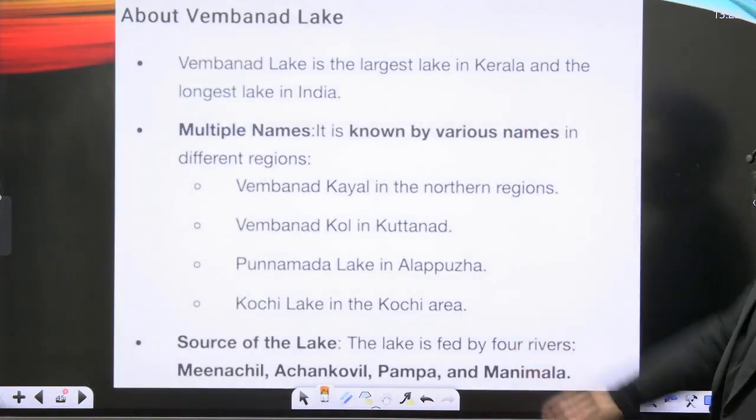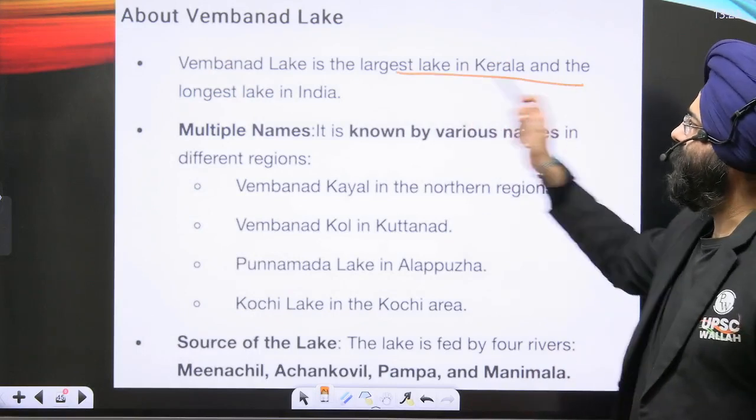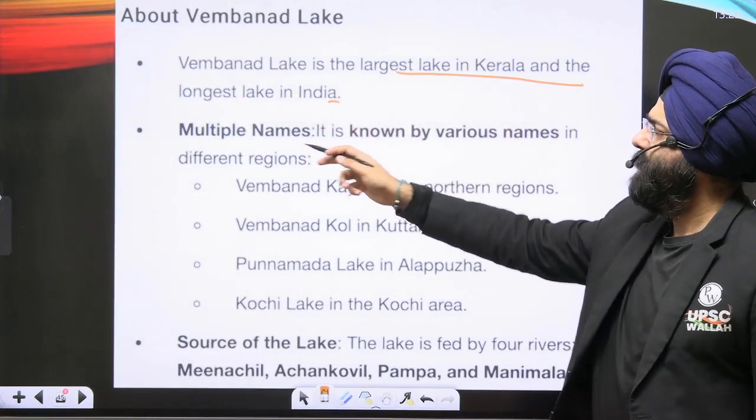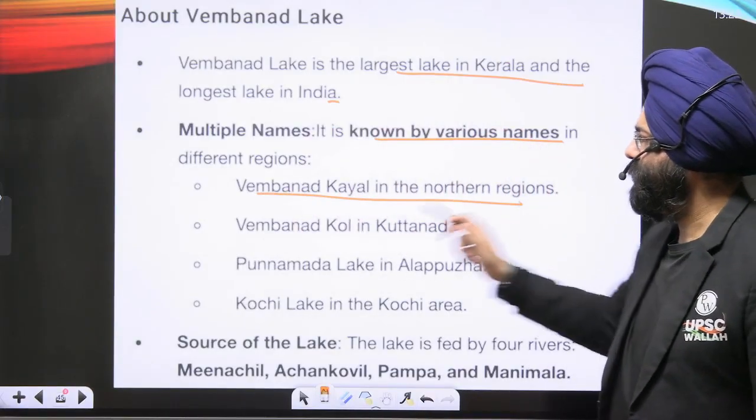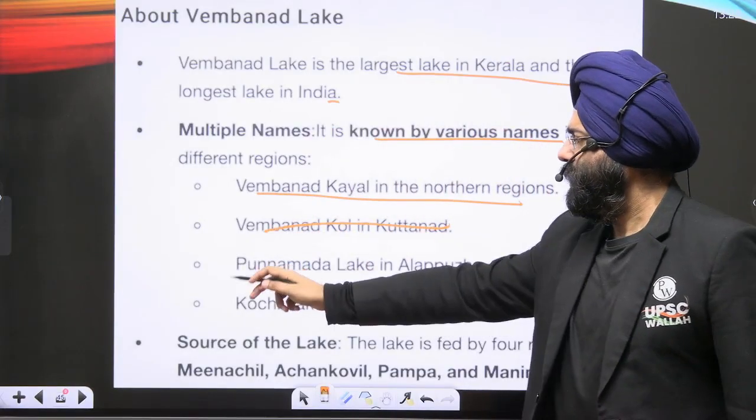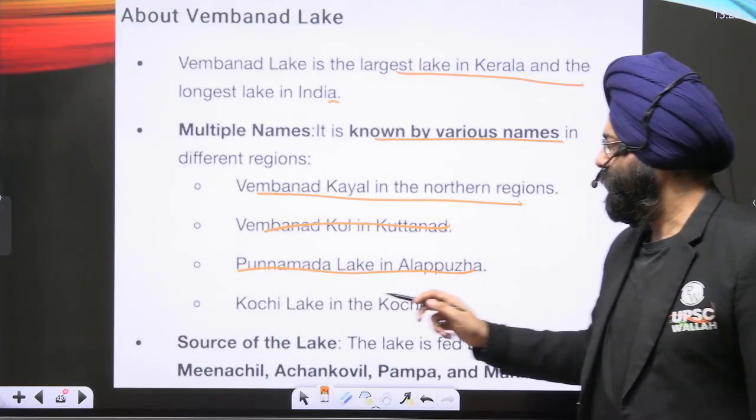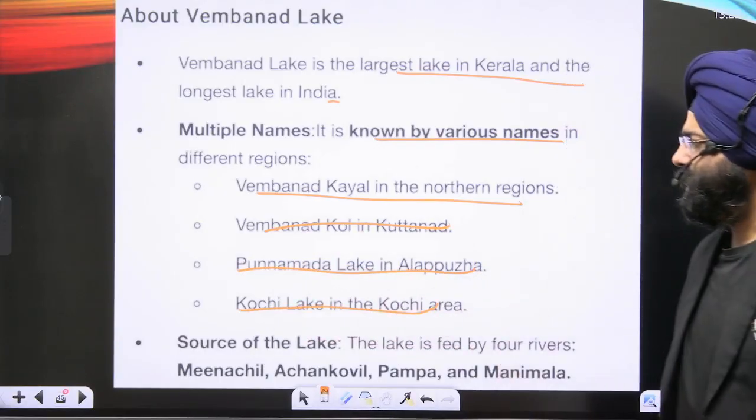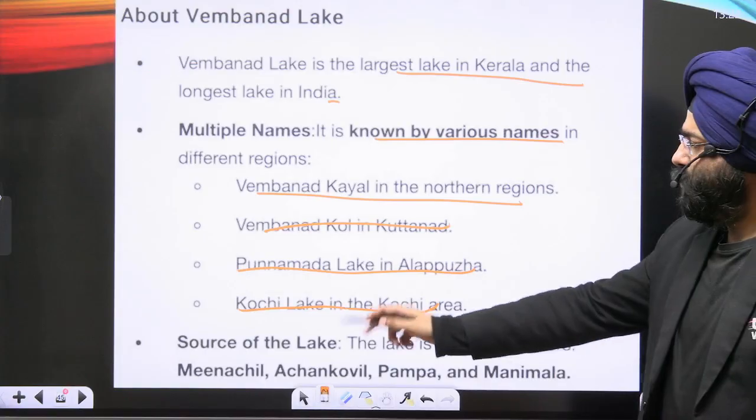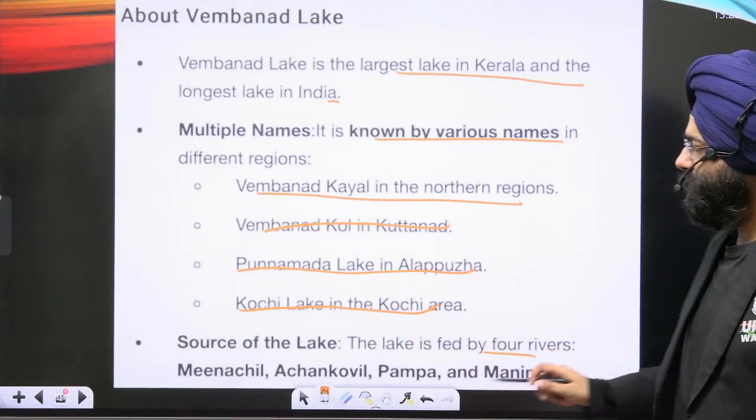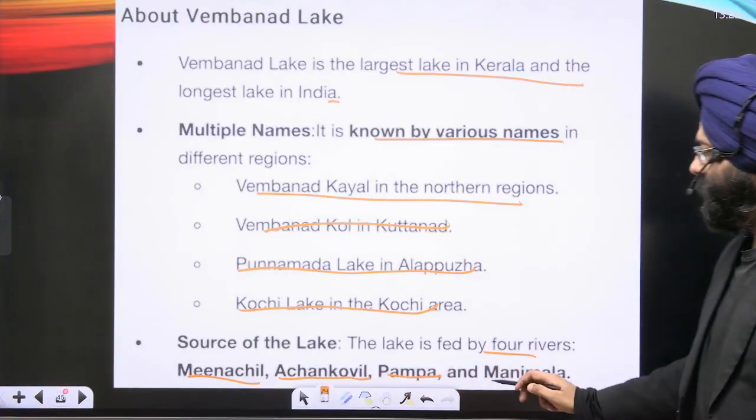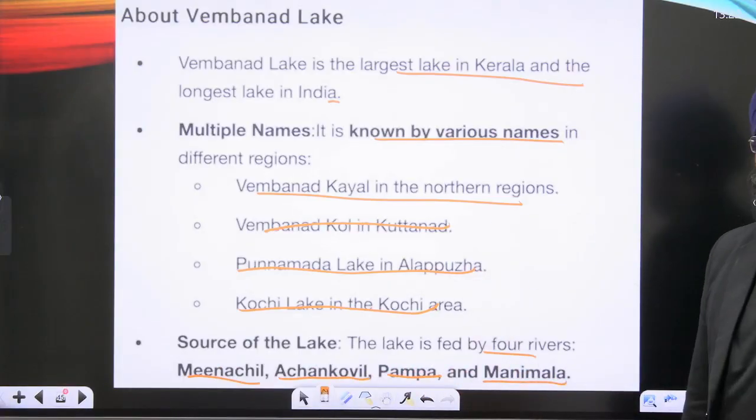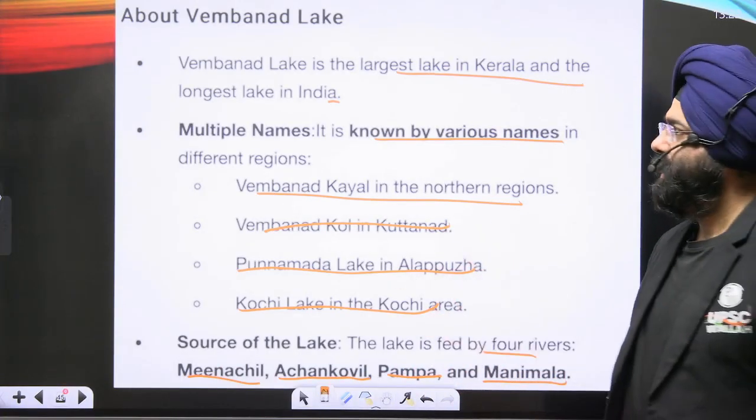Vembanad Lake. Vembanad Lake is the largest lake in Kerala and the longest lake in India. It is known by various names in different regions: Vembanad Kayal in the north region, Vembanad Kuttanad, Punnamada Lake in Alappuzha, Kochi Lake in the Kochi area. So a lot of names are there. The lake is fed by 4 rivers: Meenachil, Achankovil, Pamba, and Manimala. These are the 4 rivers which basically feed this particular lake.